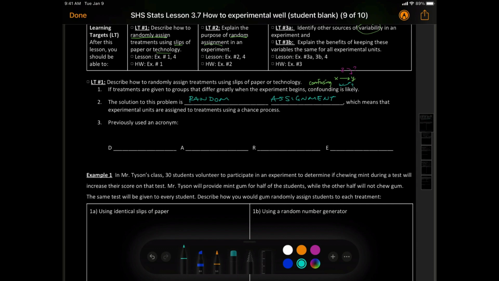Previously, we used an acronym, and the acronym we used was DARE. Digits: how do you assign them? What do you do about repeats? And when will this end? Okay, so you can use the acronym as long as you are asked to randomly assign treatments.